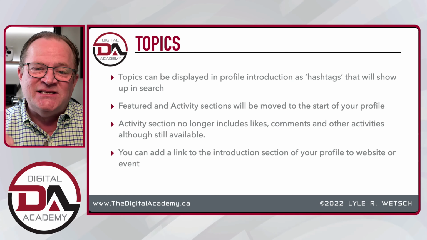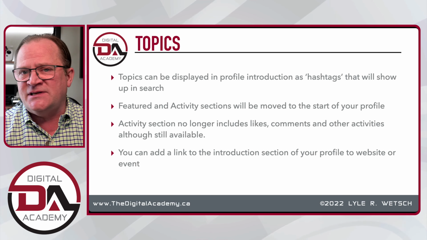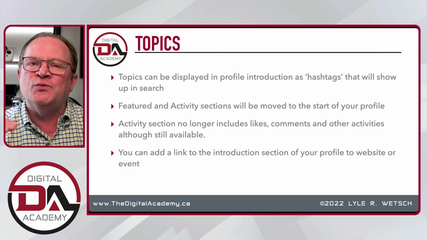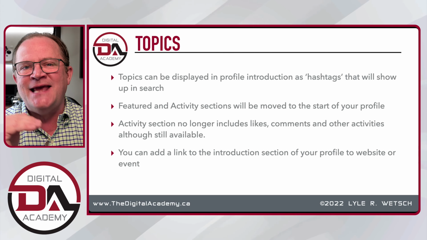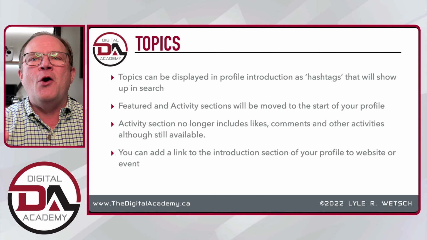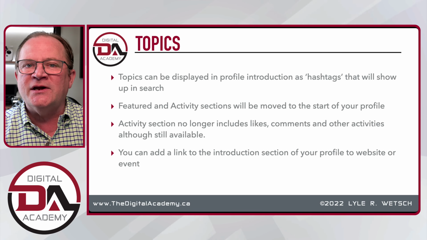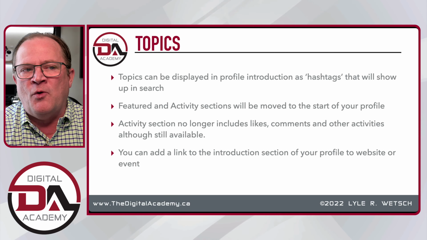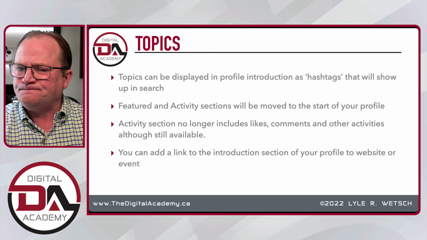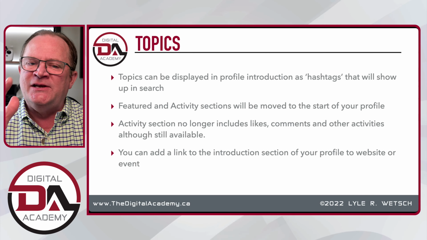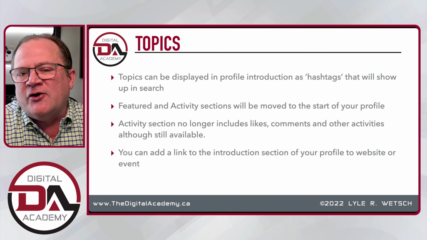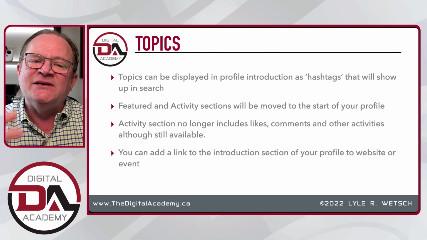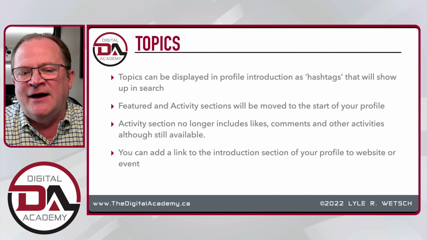Your featured and activity sections that are already part of your existing LinkedIn profile will be moved up to the start of your profile because it's recognizing that it is the content that is important. You know, all of the things about your education and your work experience, as important as they are, are not the primary thing that we want to have focusing at the top of the screen. Now, visible in your activity section, you will no longer have likes, comments, and other aspects, but they are still going to be available when you take a look at other activities.